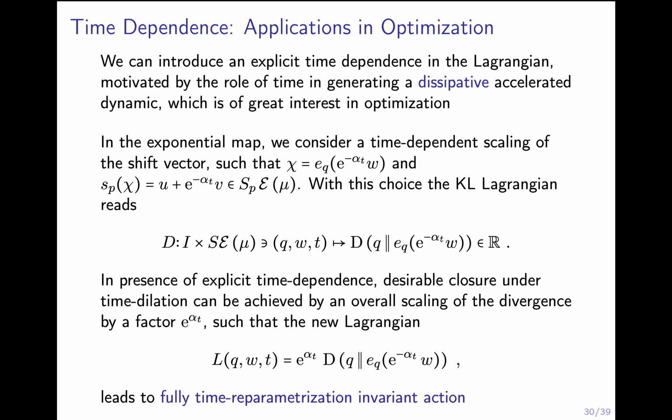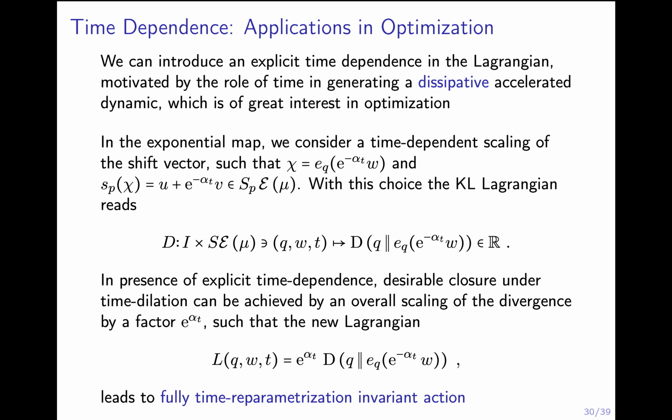Okay, so now, as I said at the beginning of the presentation, we are interested in application to optimization. So how can we use this framework in optimization? Well, by introducing a time dependence, basically we can have dissipative terms in the equation which allow us to have accelerated dynamics.